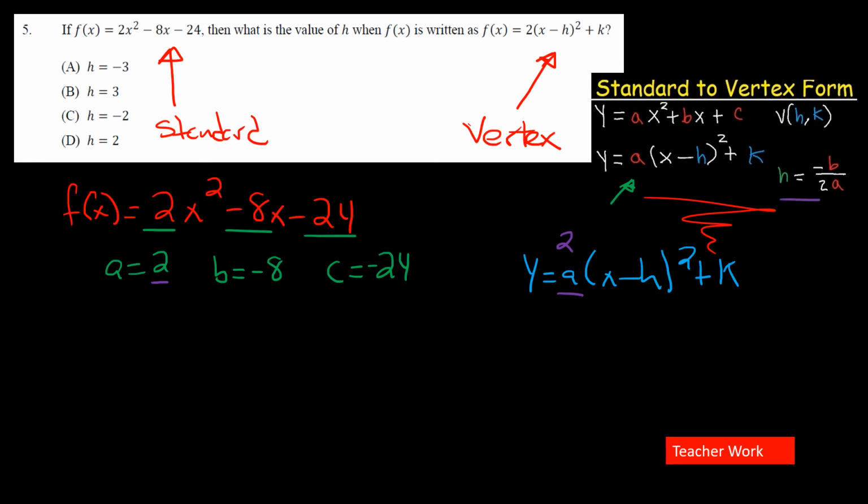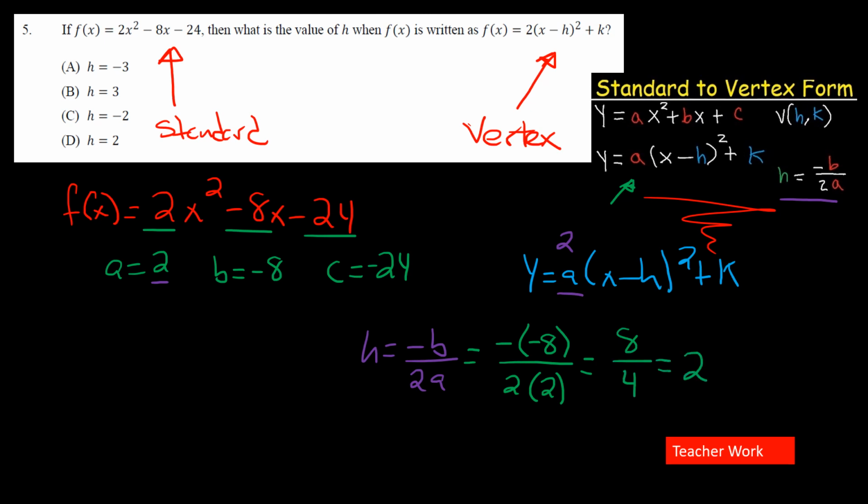we'll use this equation here, where it says that h equals negative b over 2a. And this is a skill that I want us to practice here. So we're going to take this negative, and my b value is negative 8 over 2 times a, which is 2. So negative times negative is positive, so we have a positive 8 over 2 times 2, which is 4, and that equals 2. So my h value equals 2, so my answer here is D.